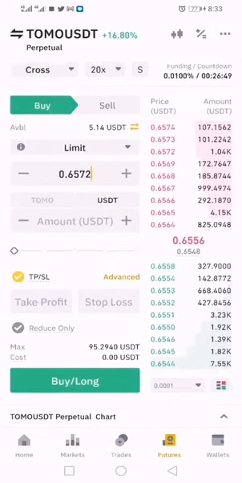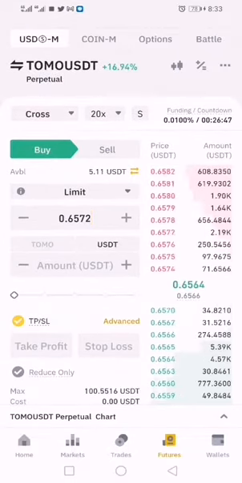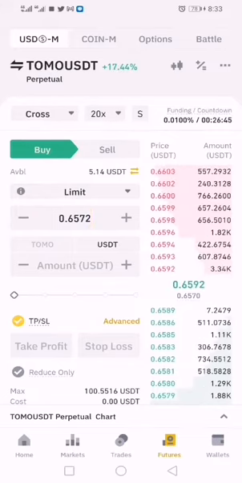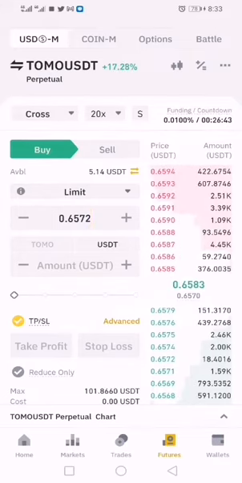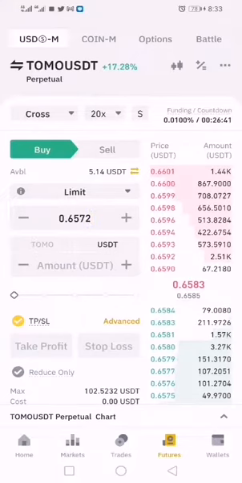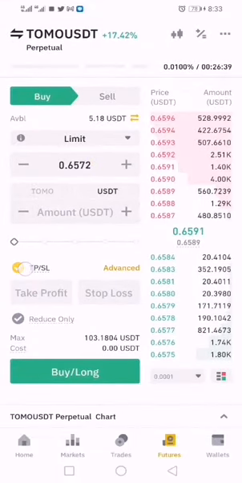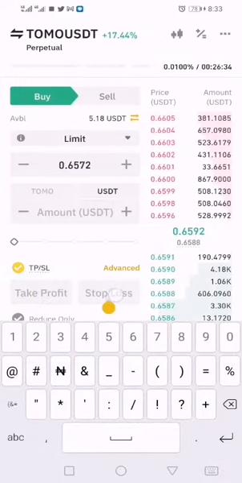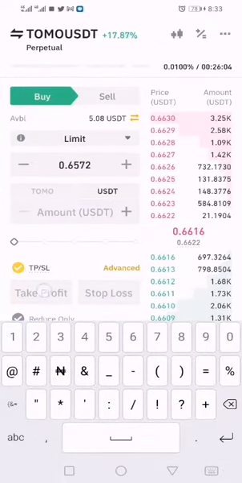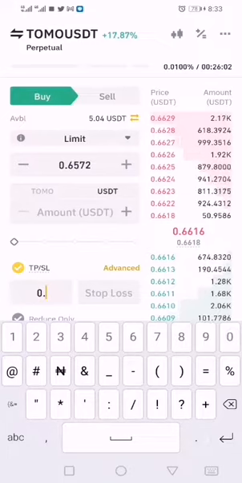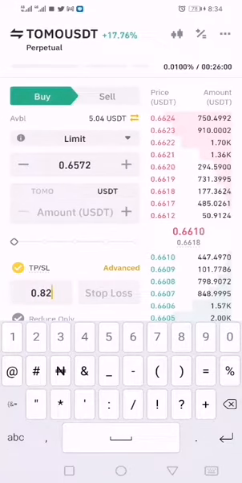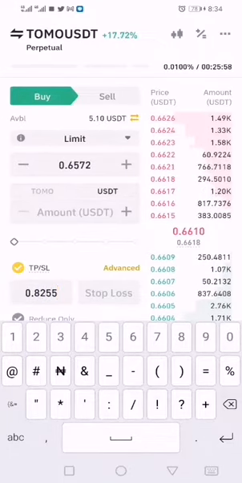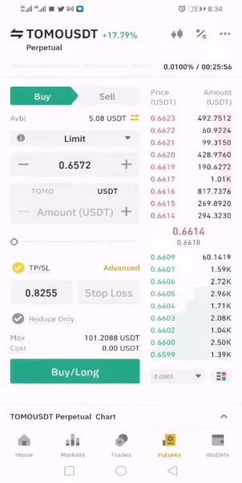So when you believe something is going to pump and you choose buy, and the thing went the other way around by dipping, then you lose. So that is why we make use of TP and SL. TP means take profit, whilst SL means stop loss. Now you come to take profit. That is, once you get to 0.8255, you should take profit and close the trade.